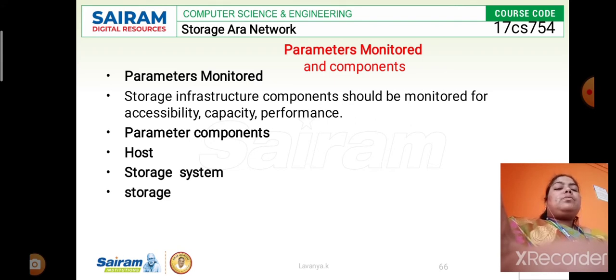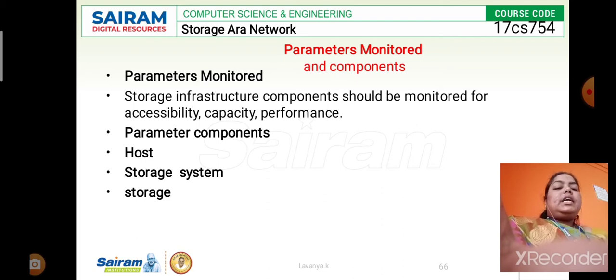Then the storage system. Here, what storage devices are they going to use for storing all the information and all the necessary things in the storage environment? The storage system here may be a hard disk, or a storage array, or a storage disk, or a database. So these are all the storage systems they are going to use in the cloud.